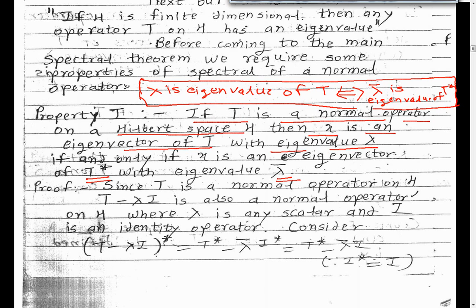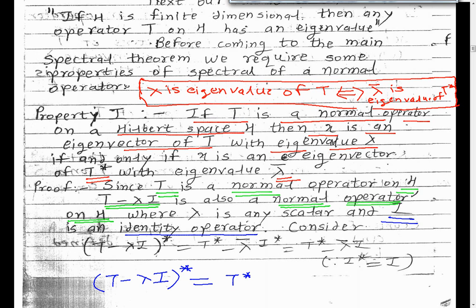Since T is a normal operator on H, T minus lambda I is also a normal operator on Hilbert space H, where lambda is any scalar and I denotes the identity operator on H. So if we consider (T minus lambda I) star, it is easy to observe that (T minus lambda I) star equals T star minus lambda conjugate I.